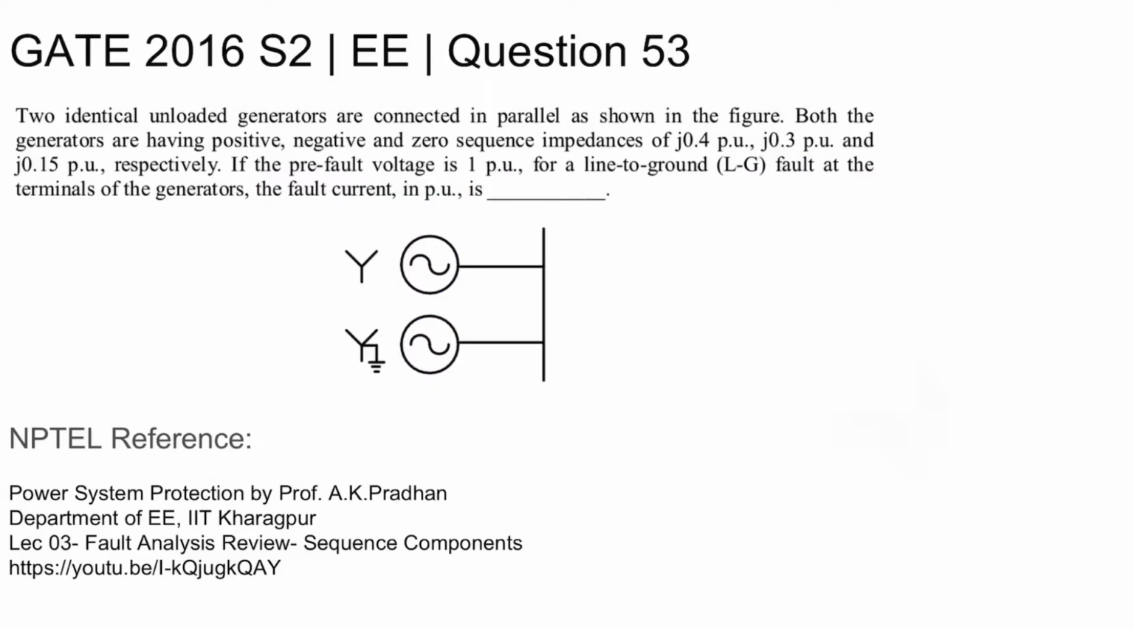This is GATE 2016 set 2 electrical question number 53. Two identical unloaded generators are connected in parallel as shown in the figure. Both the generators have positive, negative and zero sequence impedances of j0.4 per unit, j0.3 per unit and j0.15 per unit respectively. If the pre-fault voltage is 1 per unit, for a line to ground fault at the terminals of the generator, the fault current in per unit is being asked.